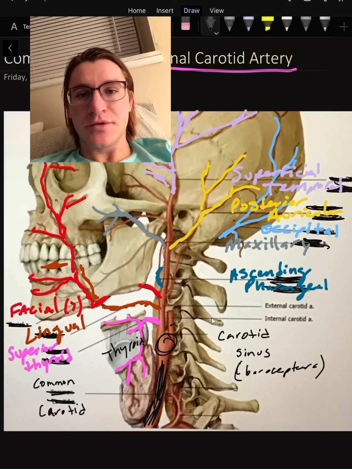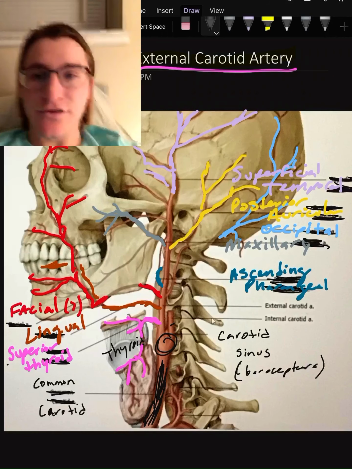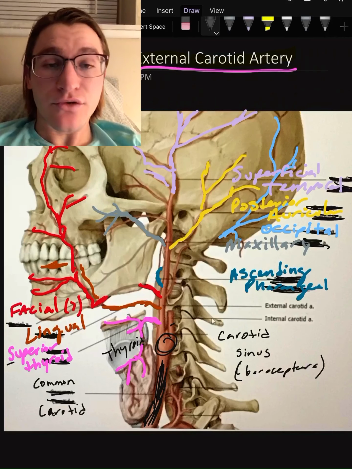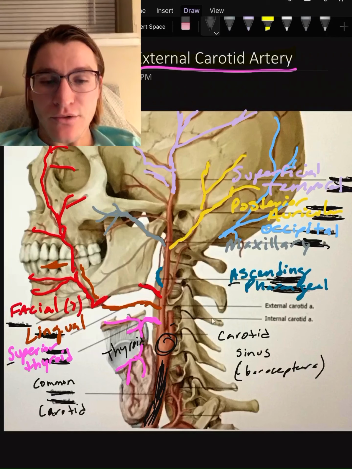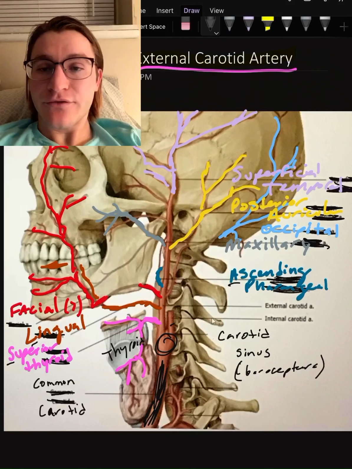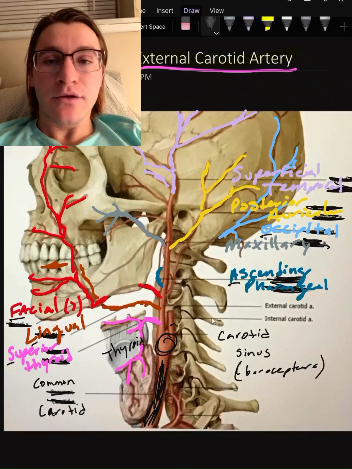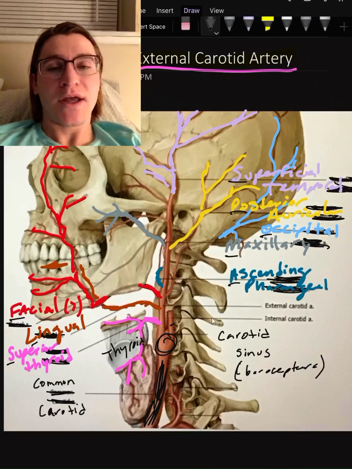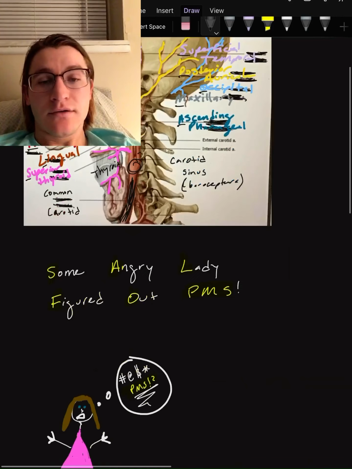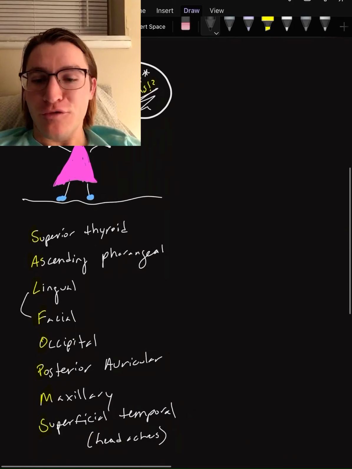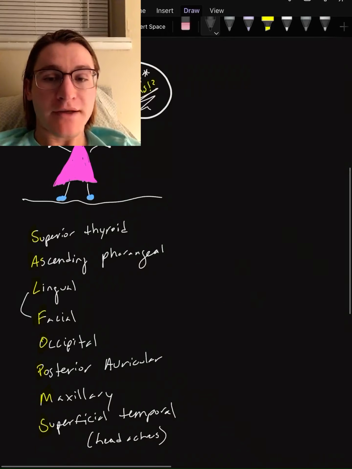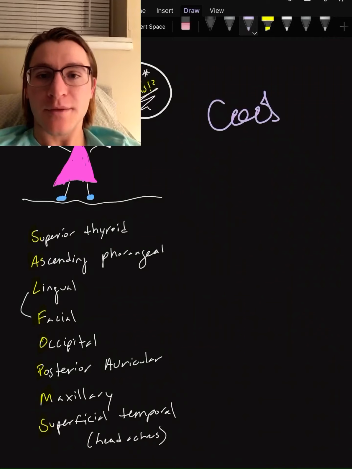So very cool, guys. That pretty much sums up the video. These are all the branches off the external carotid artery. So yeah, got y'all some little extra information. But remember, some angry lady figured out PMS. What PMS stands for, other than our posterior auricular, maxillary, and superficial temporal, I don't know. But come up with your own.